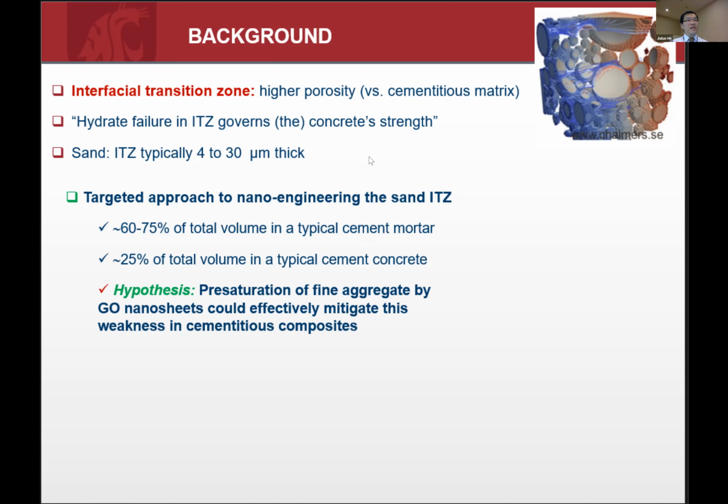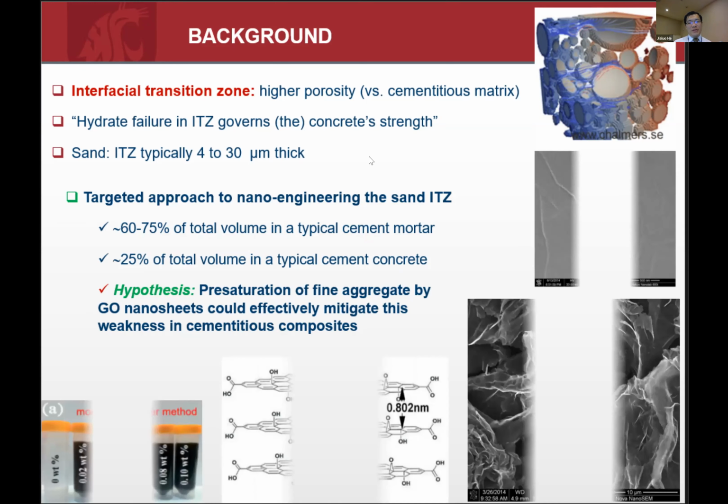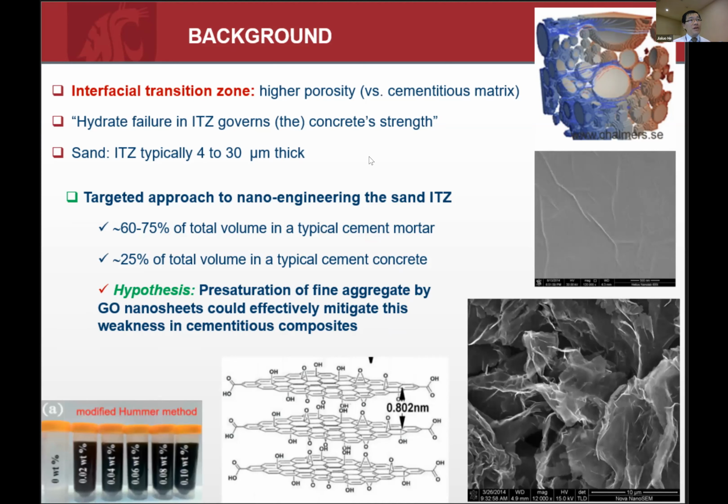So our hypothesis is, what if we pre-saturate the sand and then mix it in the mortar or concrete? Then maybe we're achieving a much better composite material by addressing that weak link. Now we use a magical nanomaterial I'll talk a little bit about, which is graphene oxide.